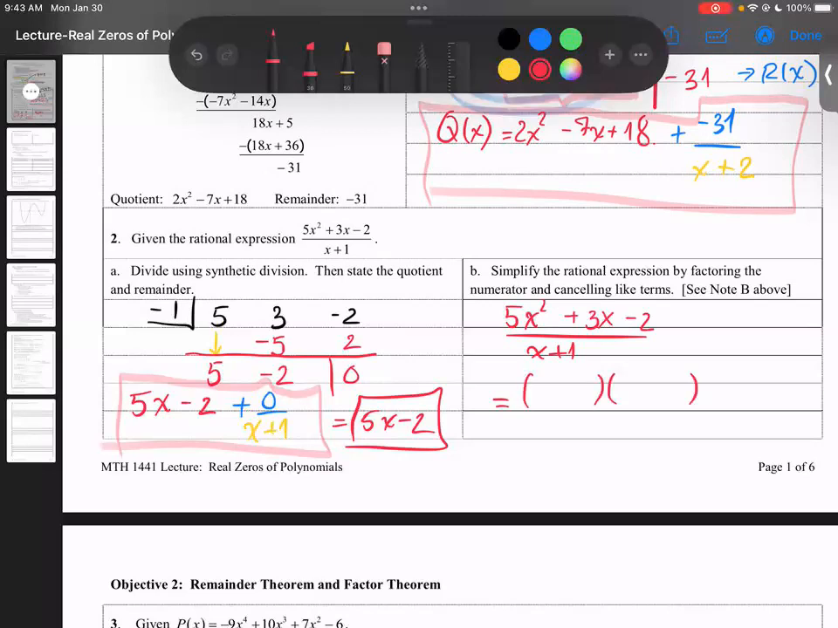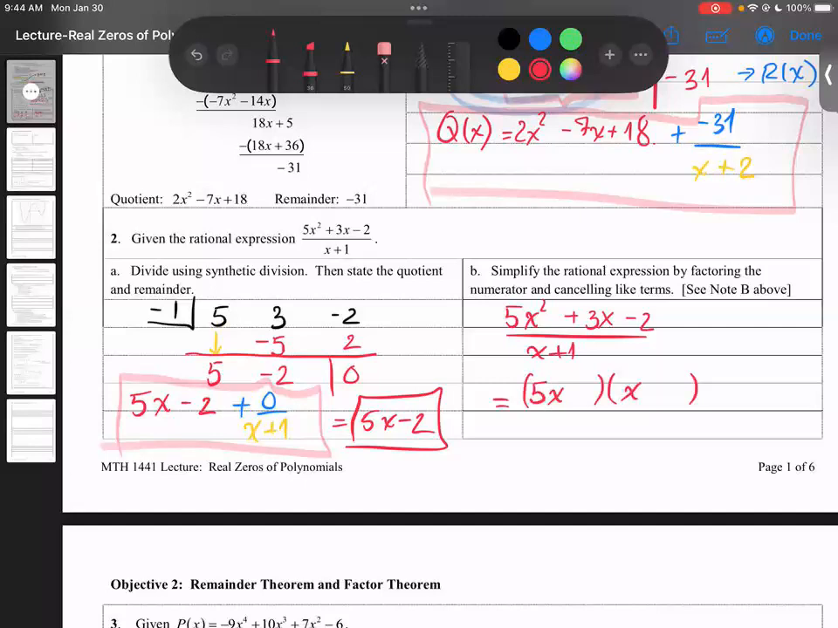5x and x, right? That's the only option you have. 5x and x, and I'm not caring about the middle term yet. And then the negative 2, it'll be negative 1, positive 2, something like that. Where do I put the negative 1, positive 2?